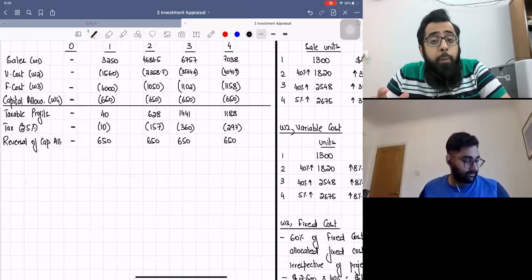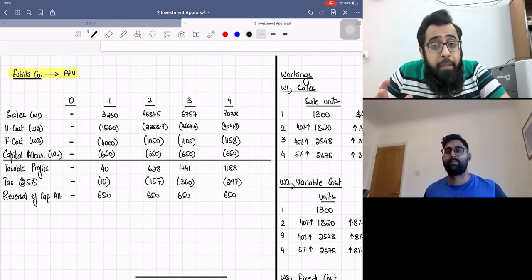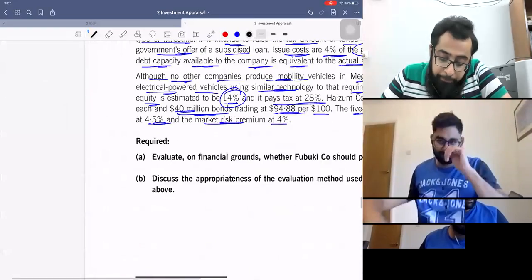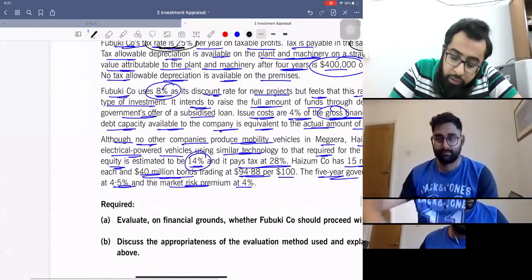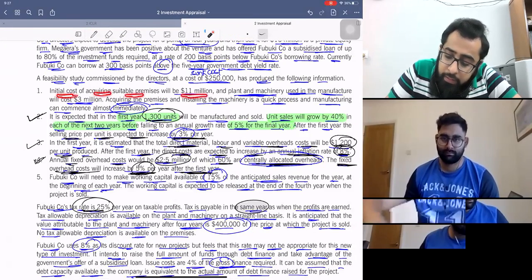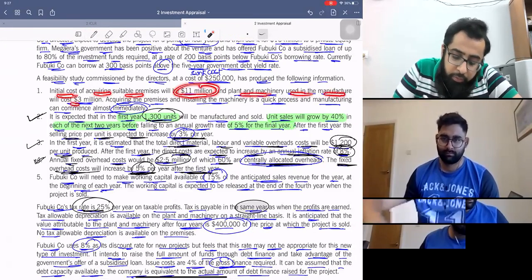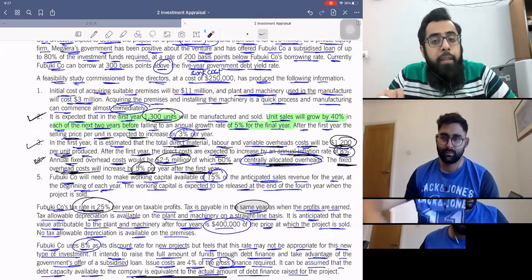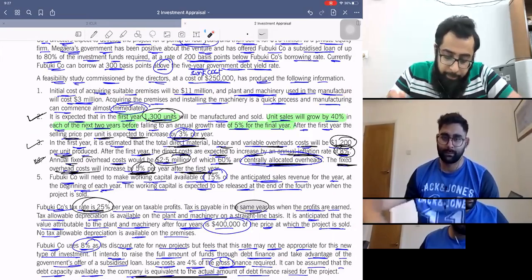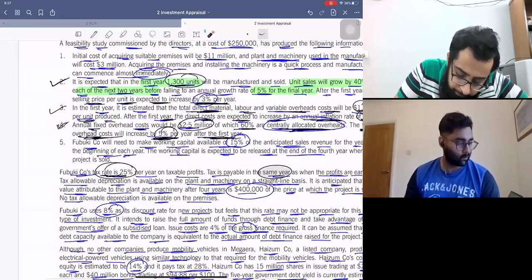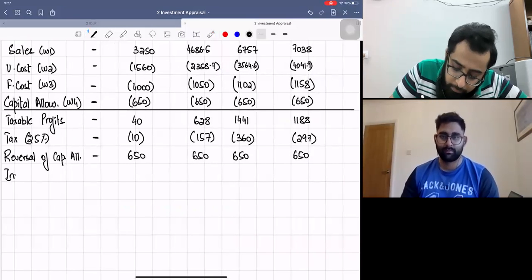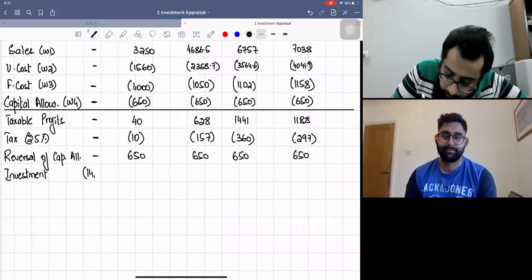Now let's put up the investments. Let's deal with the working capital. If I talk about the investment, the initial cost of acquiring suitable premises will be 11 million and plant and machinery will be 3 million. So $14 million is the total investment which we require. We take that away in year 1, yes, year 1, 14 million.